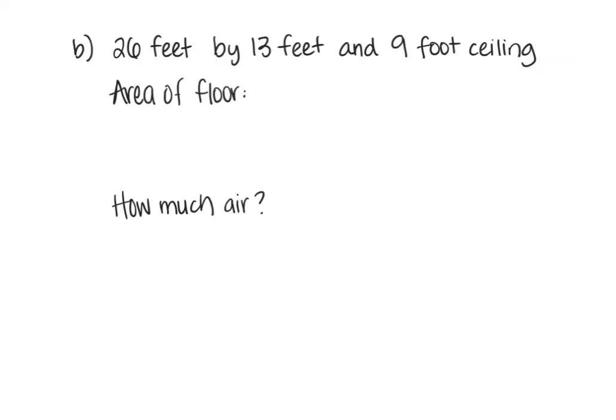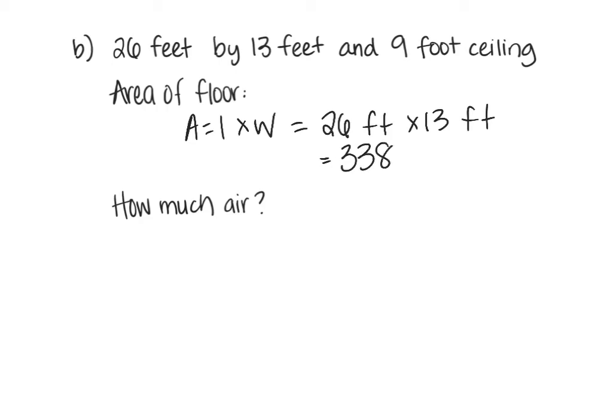Now let's go to part B, where we have a room with a rectangular floor, and we want the area. So the area is, again, length times width, and so our length is 26 feet, and our width is 13 feet. And it didn't really say length and width here, but that's kind of implied when you're talking about a floor. It doesn't matter which one's length and which is width when you're doing this calculation. We have 338 square feet.